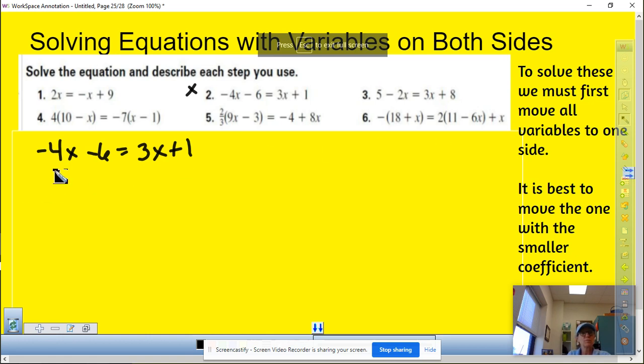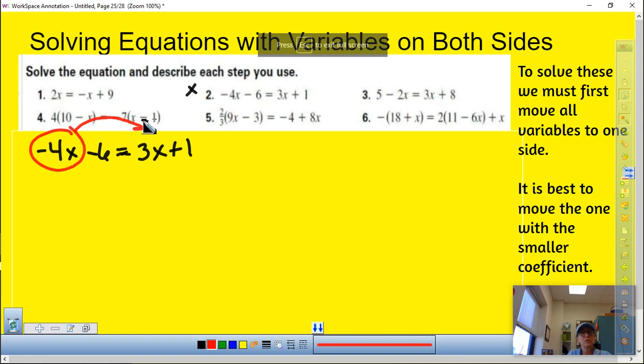So looking at these two, I've got negative 4x and positive 3x, equal sign here. I'm going to move this one to this side. I move it by adding 4x to both sides so that now my problem is negative 6 equals 7x plus 1. And then I go through with solving it the way I do any two-step equation.